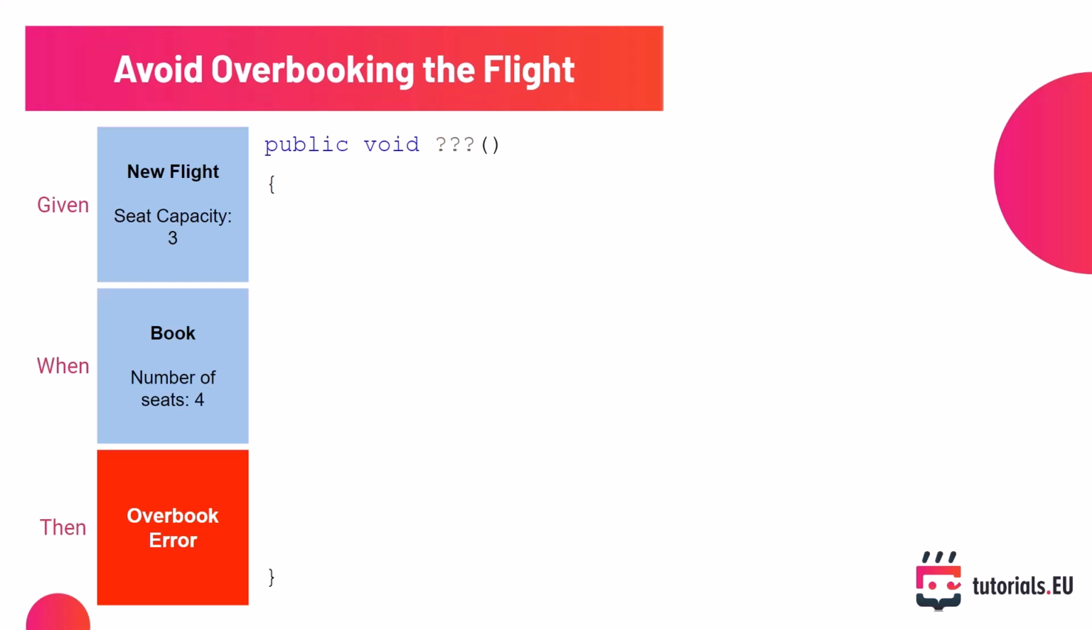And let's start with the test method's name. The test method's name should describe a flight's behavior. We can name this method, for example, flight avoids overbooking. And since the method is going to be in the flight specifications class, we can omit the flight from the test method's name. So the test method's name ends up as avoid overbooking.